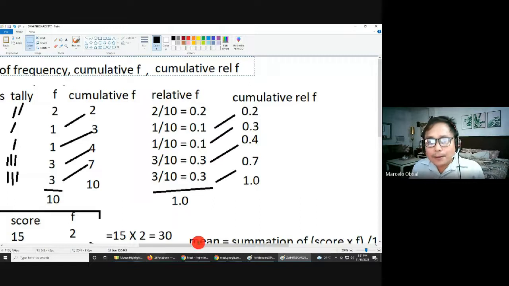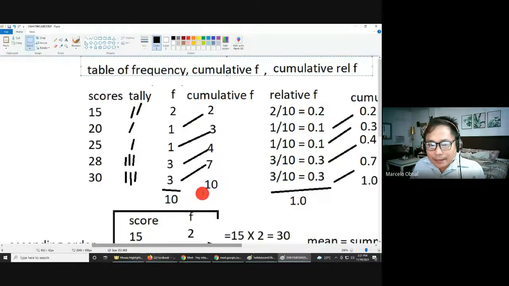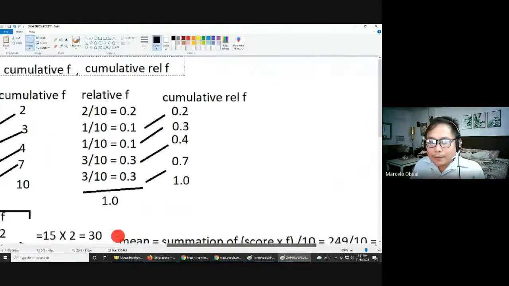The same concept still applies here. These two are equal, 10 and 10. Here, they should also be equal, 1.0 and 1.0. That's how to check if your cumulative frequency is correct.